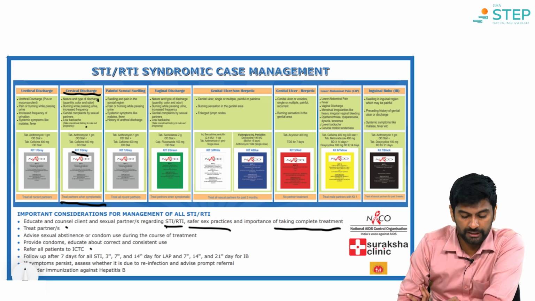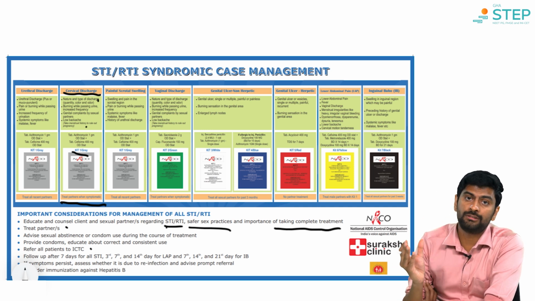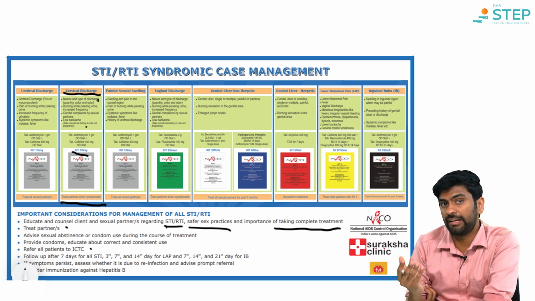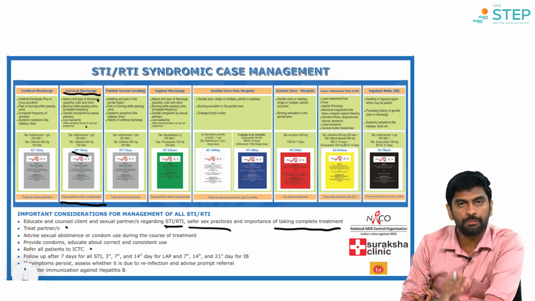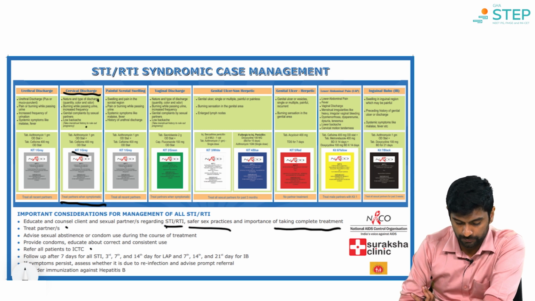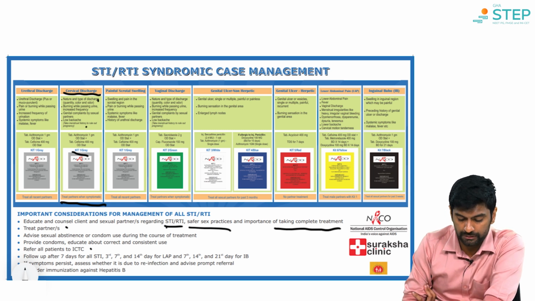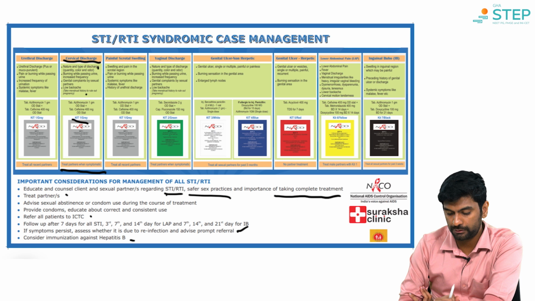Refer all patients to integrated counseling and testing centers to rule out any other serious sexually transmitted diseases or infections like HIV or hepatitis B as well. So also they need to be followed up after 7 days for all the STIs. And if the symptoms persist, assess whether it's due to reinfection and refer them promptly. And also, we have to consider immunization against hepatitis B for such patients.